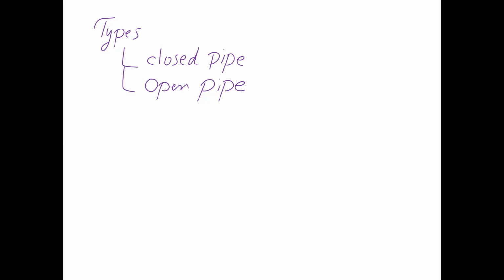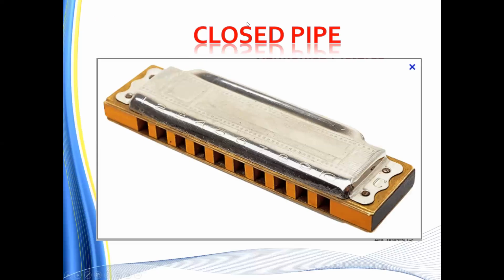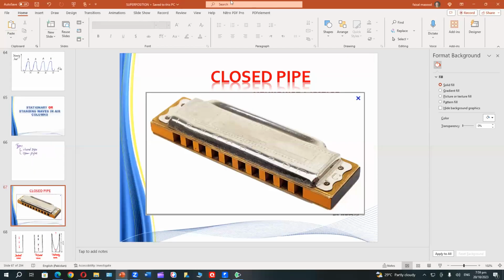Air columns are like many musical instruments. Many musical instruments use air columns. Air basically is a soft medium. For example, this is called a closed pipe. This is a very famous instrument, which is the mouth organ. This instrument is capable of producing a musical note if you blow air in it. This is a musical instrument.